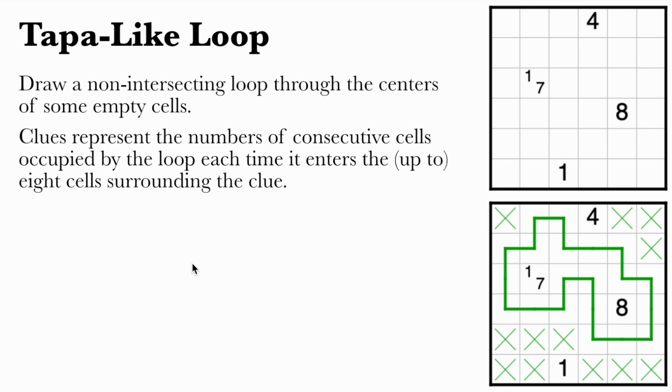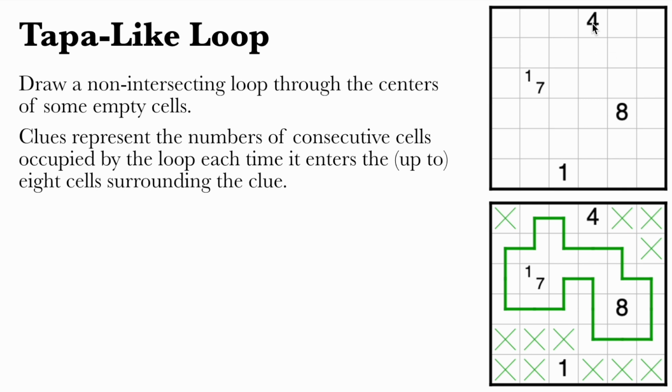Clues represent the numbers of consecutive cells occupied by the loop each time it enters the up to 8 cells surrounding the clue. So think of these clues as having a domain around them of the 8 surrounding cells, and the numbers represent the path lengths within that area. So the 8 tells us that all 8 of these cells are involved in the loop, and they're all visited in one stretch of 8.